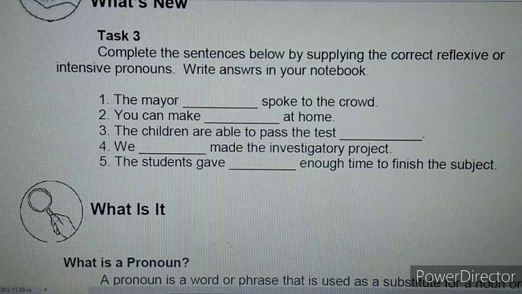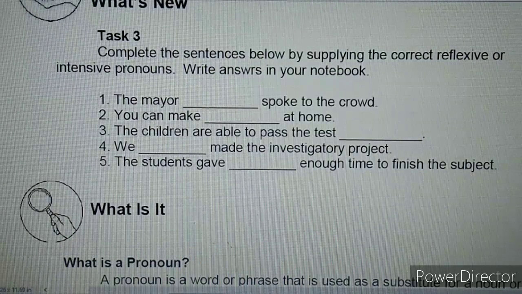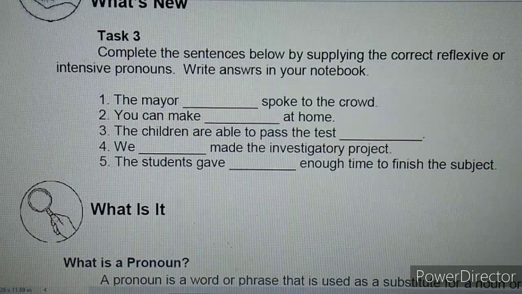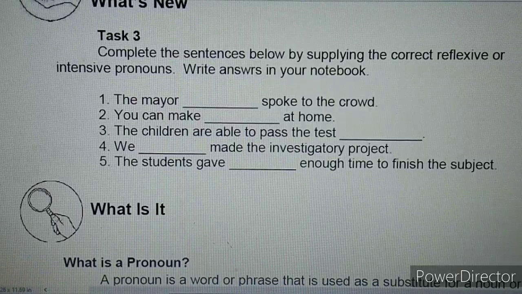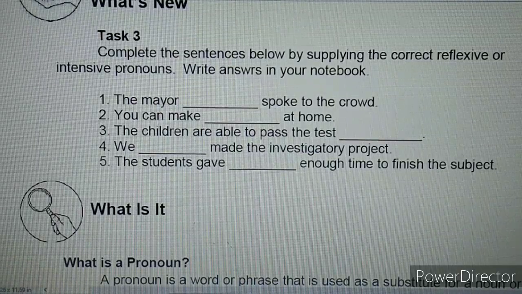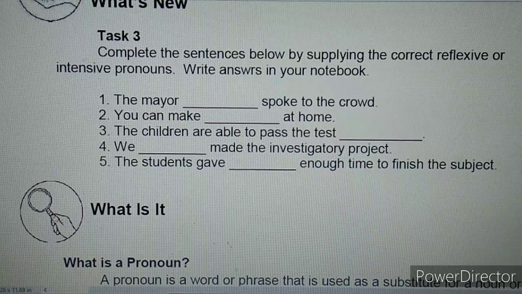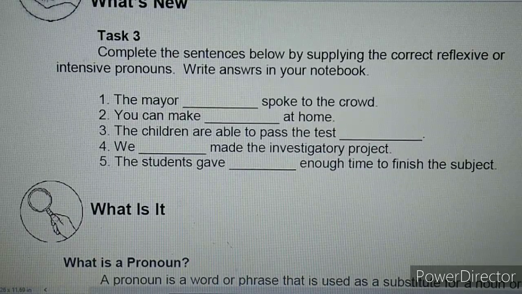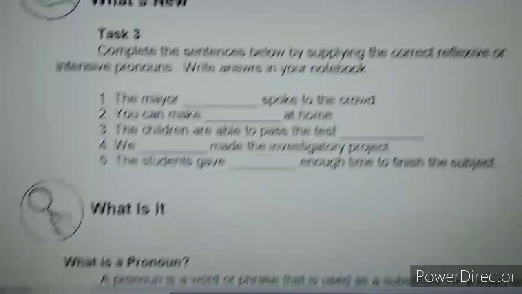Next, let's move on to number 5. The students gave blank enough time to finish the subject. Again using the subject students, the correct answer for number 5 is themselves.